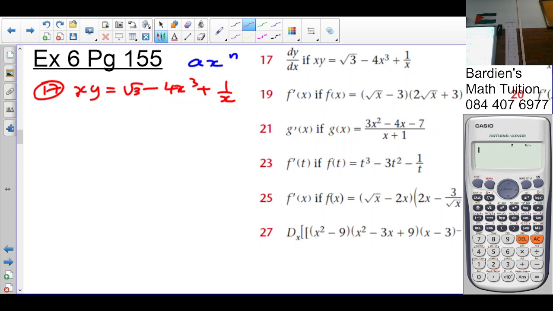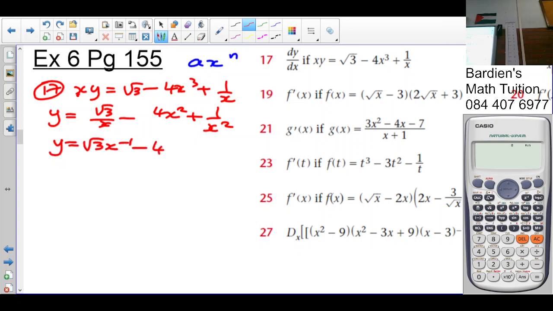So we're going to divide throughout by x, not so? So y is equal to the root of 3 over x, minus 4x squared, plus 1 over x squared. You all agree with that? So is it in that form of ax to the exponent n? No. So you get it in that form. So y is equal to the root of 3 x to the minus 1. I brought the x up. Minus 4x squared, no issue there. Bring x squared up, it becomes x to the minus 2.